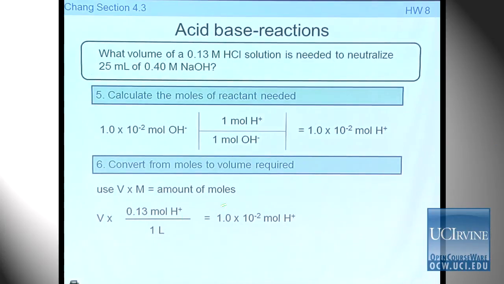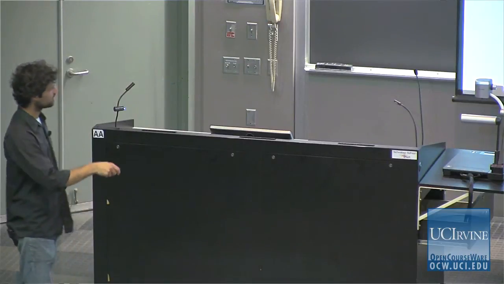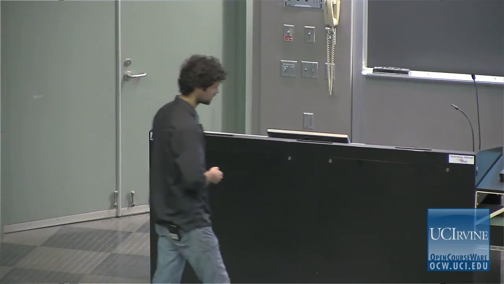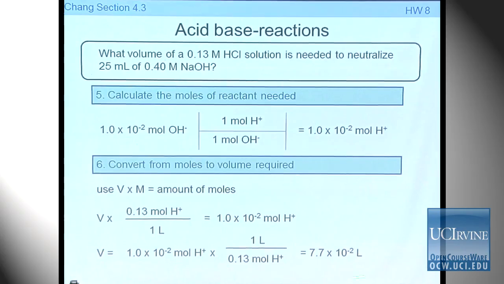So these two values are given. This is the molarity of the solution. That is the amount of moles that I need. So if I rearrange this, I find the volume of the solution that contains this many moles of H plus. And that is this number divided by this number: 1.0 times 10 to the minus 2 moles divided by 0.13 molarity, and that equals 7.7 times 10 to the minus 2 liters. This is the volume that contains this many protons to neutralize this many OH minuses.